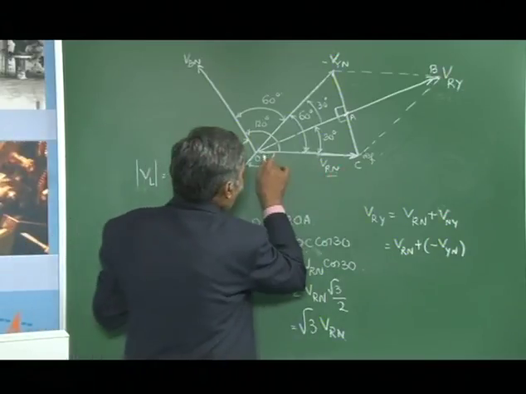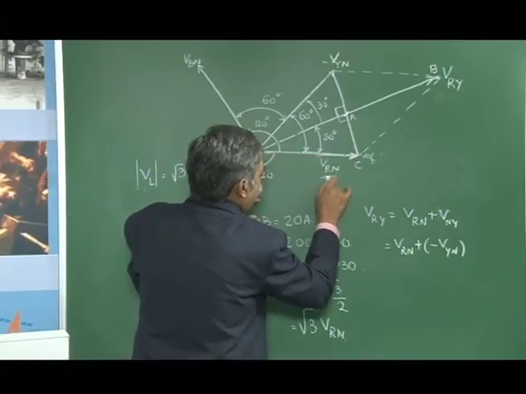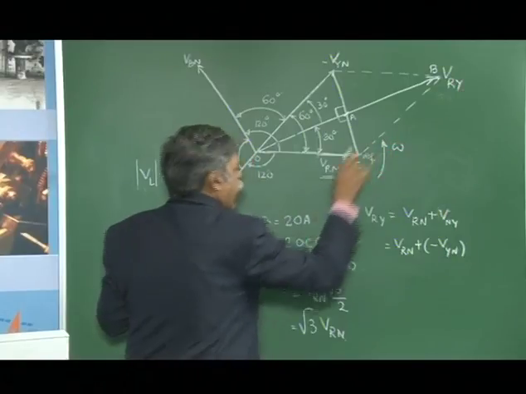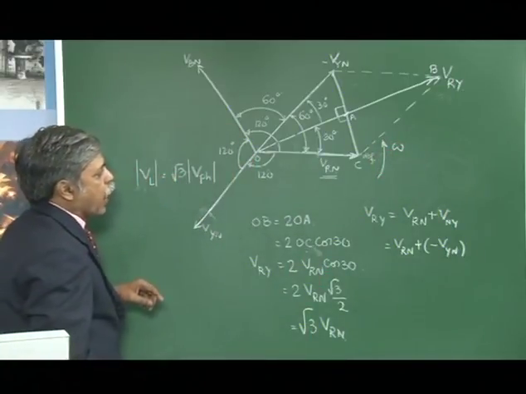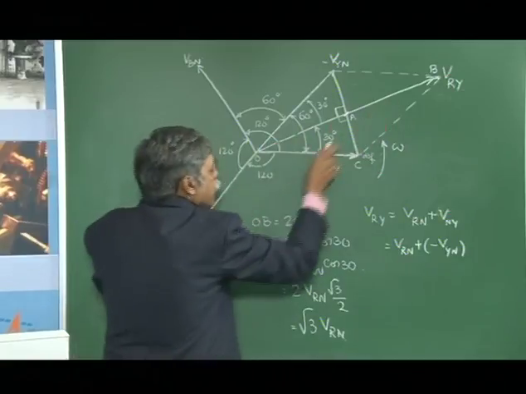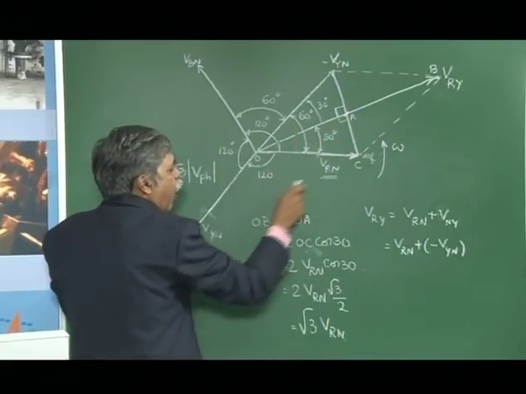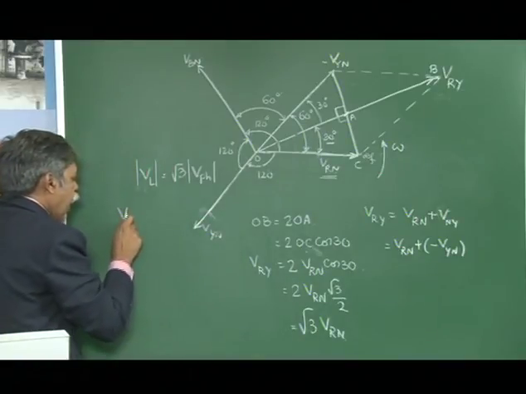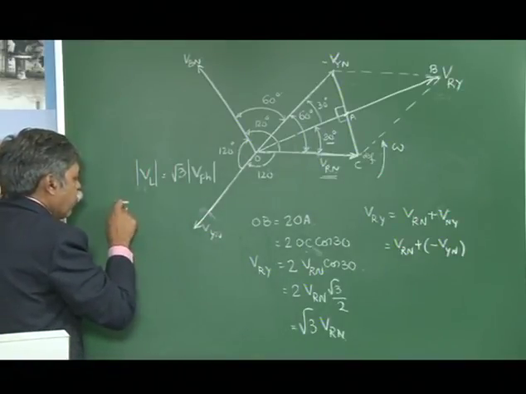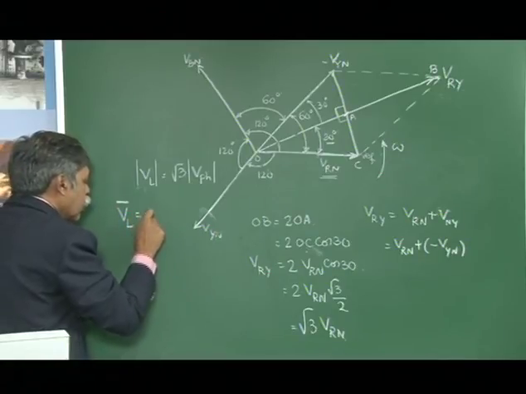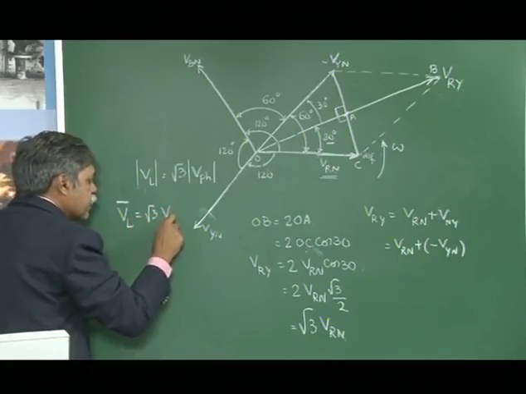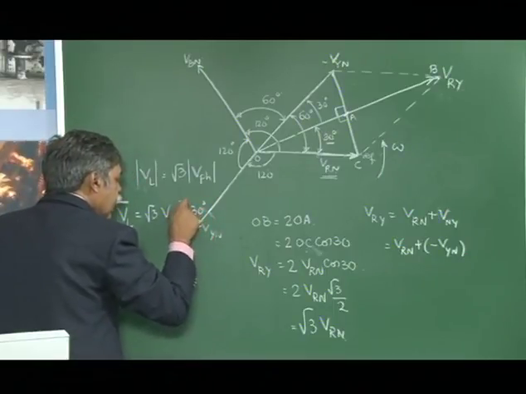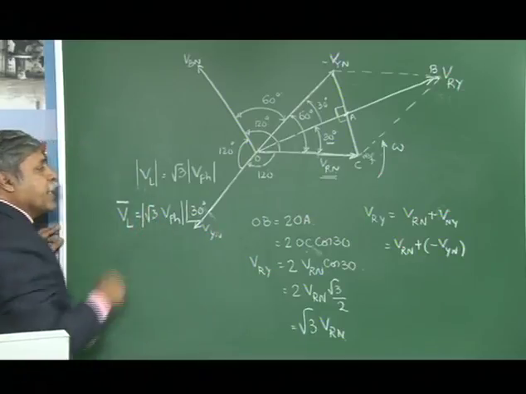If I take this OC, that is VRN, as reference, when these vectors are rotated in the counterclockwise direction at an angular velocity of omega, VRY is always lying ahead of VRN by 30. So, in terms of vector, I can write VL, the line voltage, is equal to root 3 times V phase, and it has an angle of 30 degrees, leading the reference by 30.